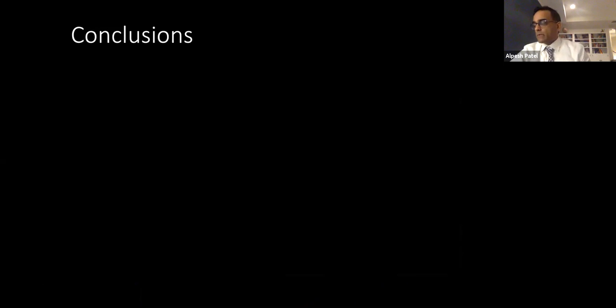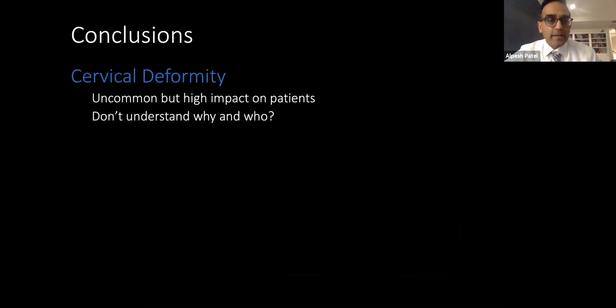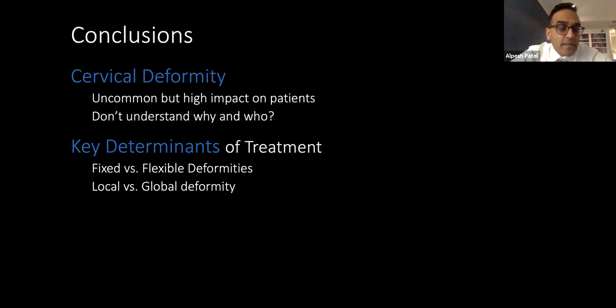So let me conclude, and then we can talk a little bit about what everyone else is thinking. So cervical deformity, again, uncommon, but I think you'll understand that it has a high impact on patients. We don't understand the why and the who of deformity very well yet in the cervical spine. And so those are some really good unanswered questions. There are those key determinants of treatment. Remember, fixed versus flexible deformities, local versus global deformities. And then thinking about this as a cervical only versus a cervical thoracic lumbar deformity, key concepts there.